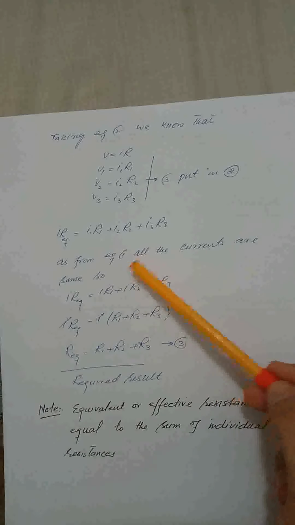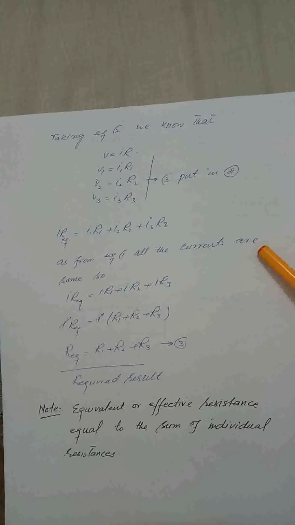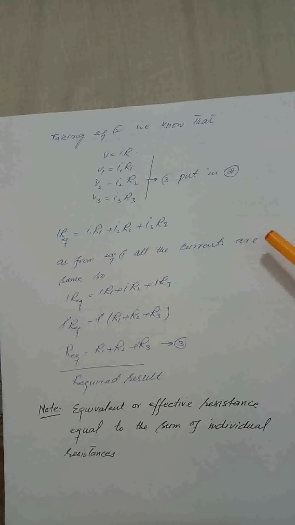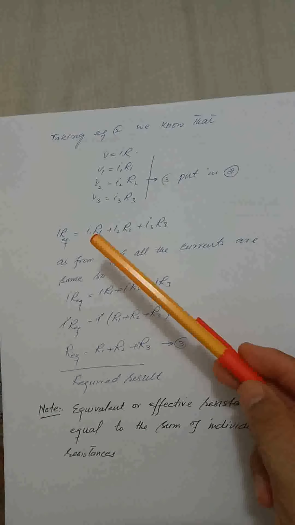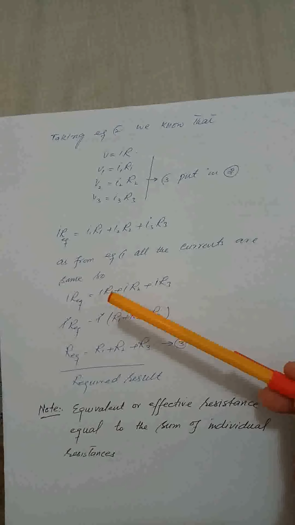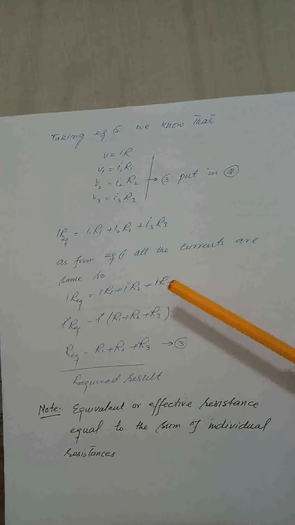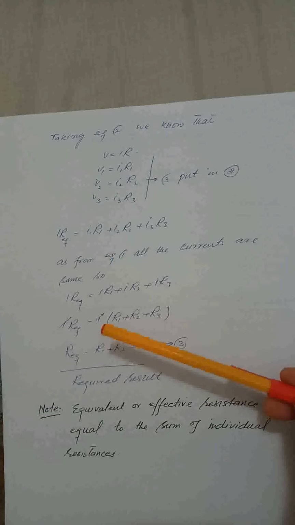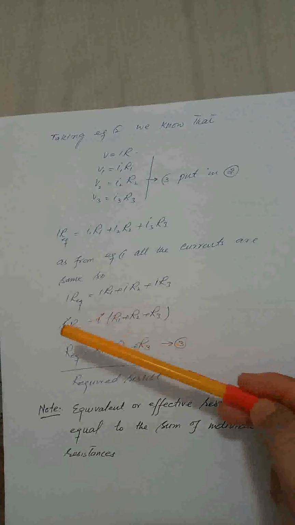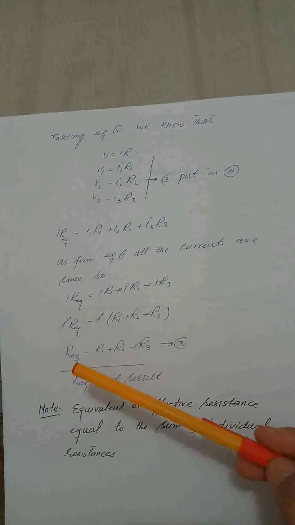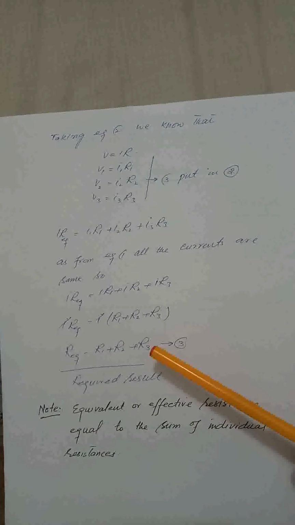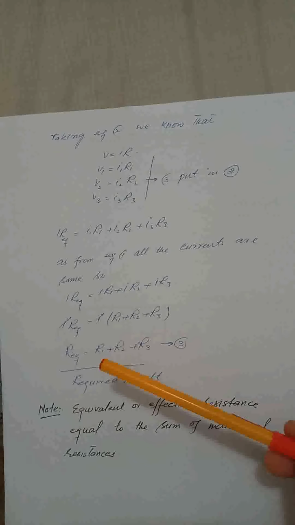As from equation 1, all the currents are the same. I1 is equal to I2 is equal to I3 is equal to I. So put I1, I2, I3 as I. So I R equivalent is equal to I R1 plus I R2 plus I R3. Taking common I on the right hand side, we get R1 plus R2 plus R3, and I will be cancelled with I. So R equivalent, the effective resistance, will be equal to R1 plus R2 plus R3, which is the required result.